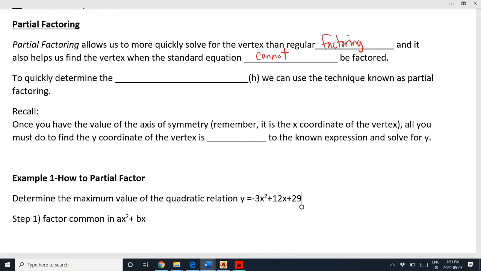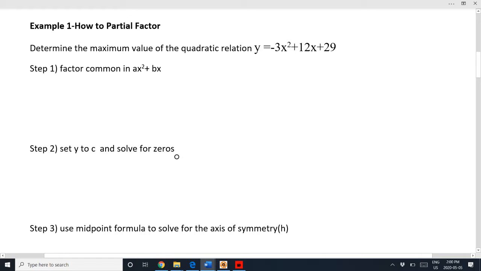To quickly determine the axis of symmetry, our h value, we can use the technique known as partial factoring. Recall, once you have the value of the axis of symmetry, which is the x-coordinate of the vertex, all you must do to find the y-coordinate is plug it in to the known expression and solve for y. So let's take a look at this technique. I will now show you the technique of partial factoring.